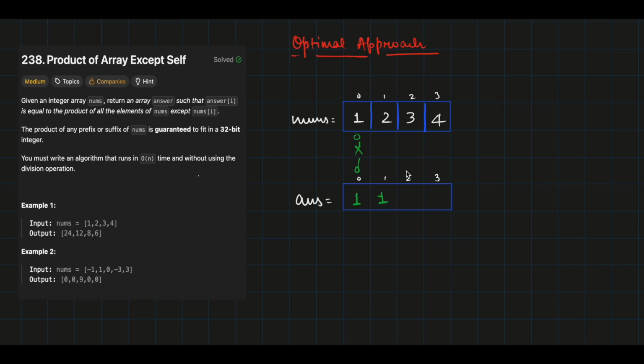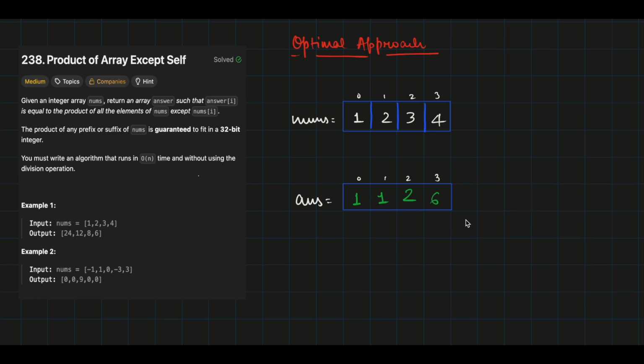Same for this. For the second index, it will be answer of index minus 1 multiplied by nums of index minus 1. So 2 multiplied by 1 is 2, and same for this value. So answer of index minus 1 and nums of index minus 1, the product of these will be 6. So we have created our prefix array directly into the answer variable.